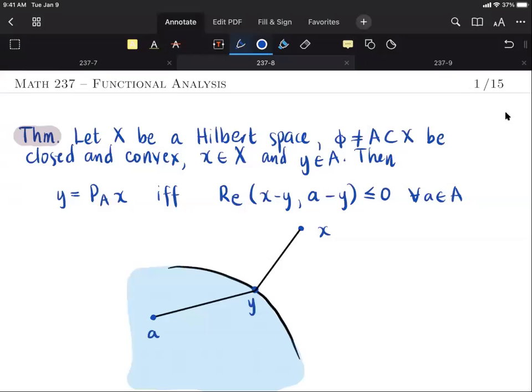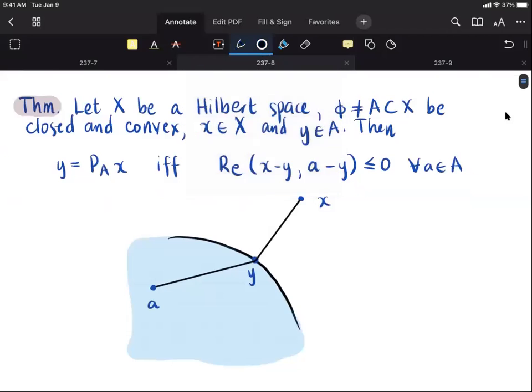To have an illustration of this inequality, and by the way, this is called a variational inequality, since this inequality varies on every element of your subset A. So suppose this blue region here is a portion of your set A. You have a point x outside A and a point a inside A. Then this y is the projection if and only if, okay?